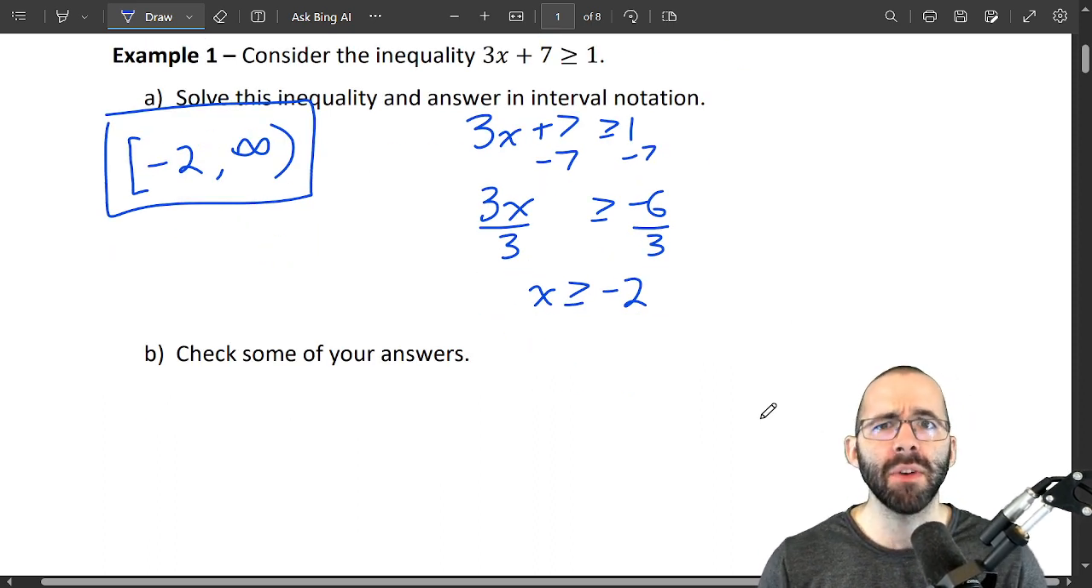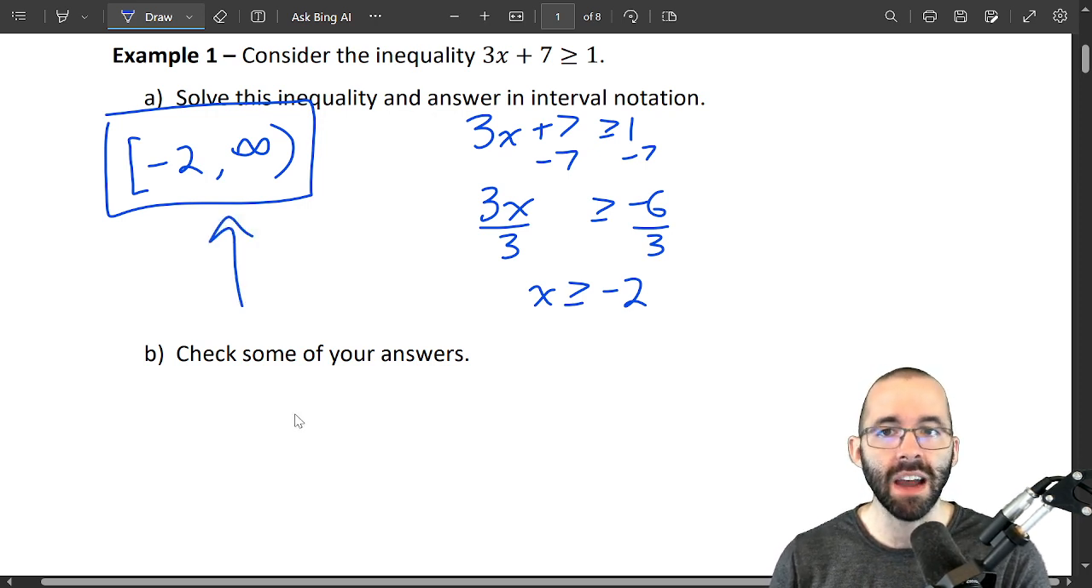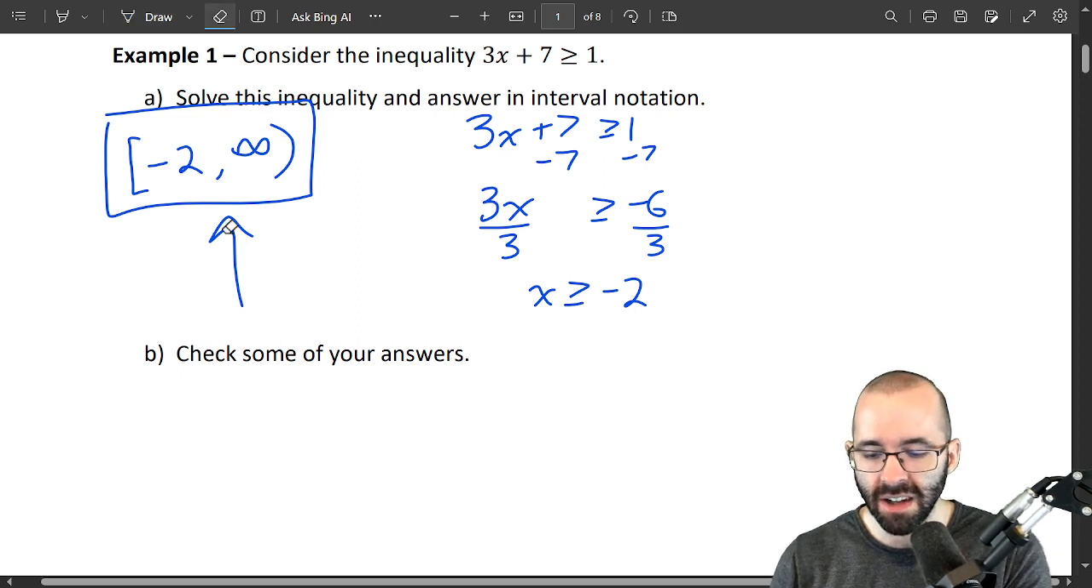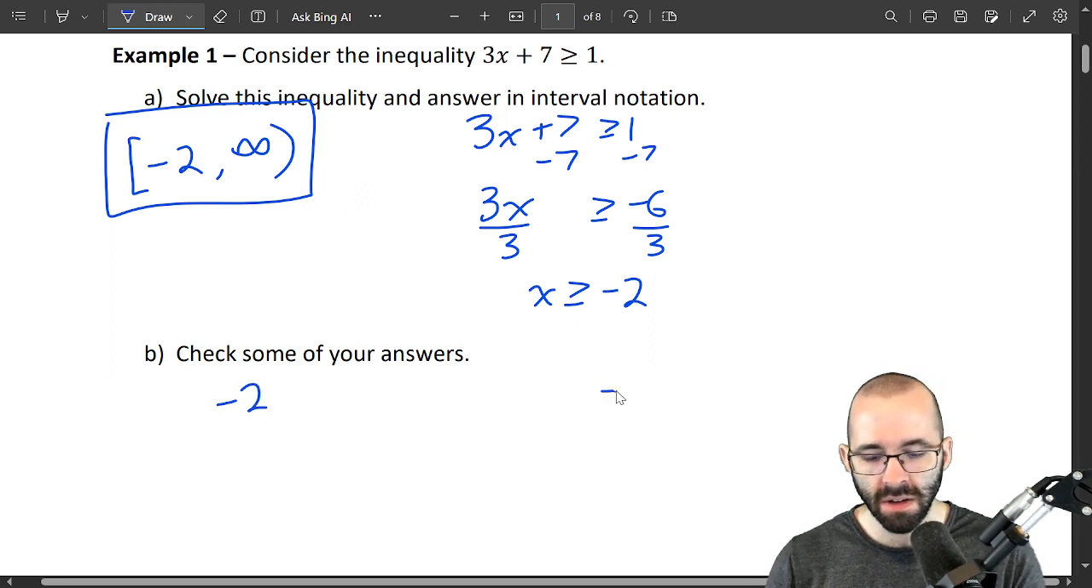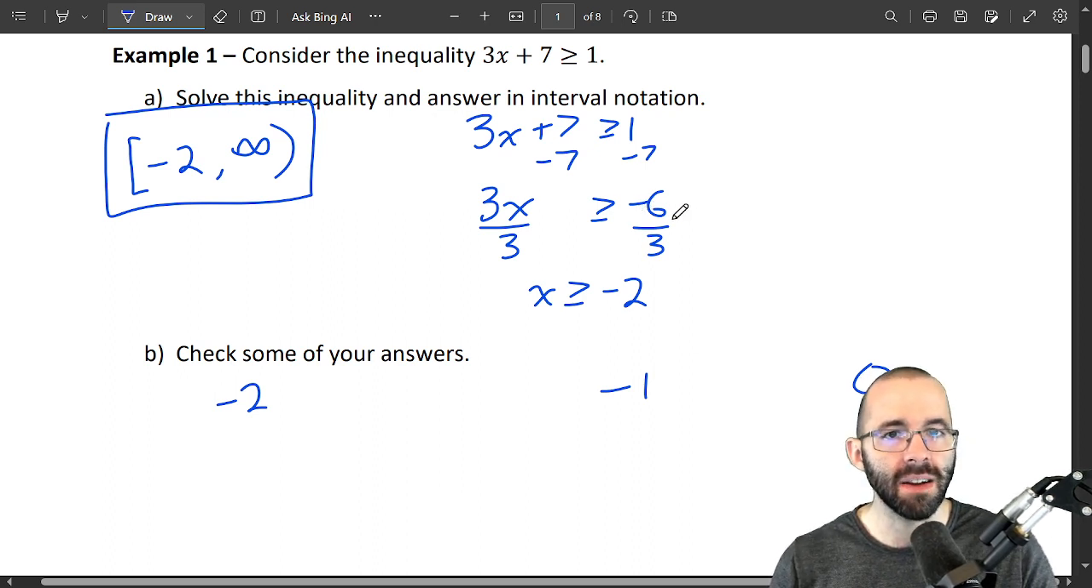What do I mean, check some of your answers? Because there's an infinite number of answers that work here. Infinitely many of the numbers work. Everything in this interval works. So anything bigger than or equal to negative 2 should work. So negative 2 should work. Negative 1 should work. 0 should work. 5,000 should work. Let's check them.